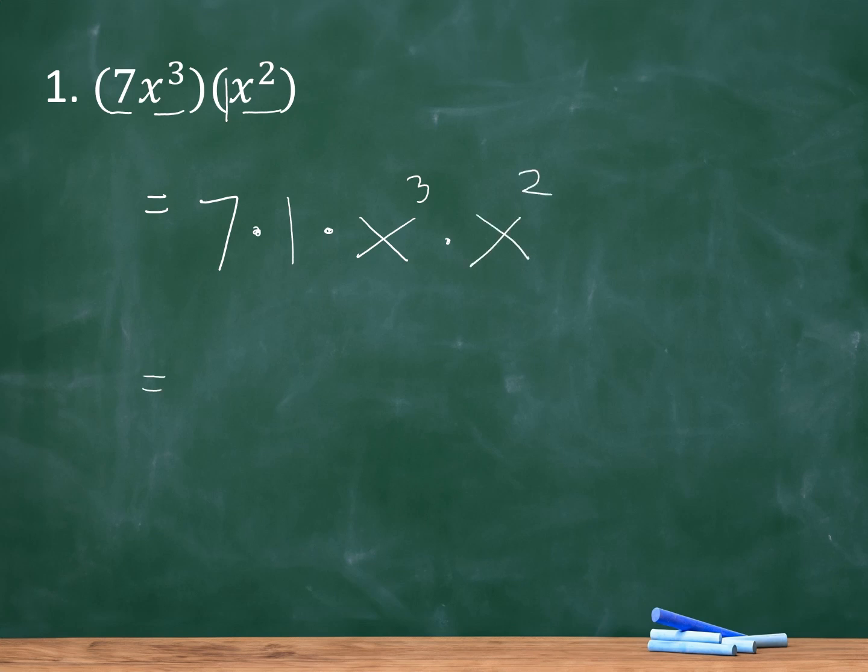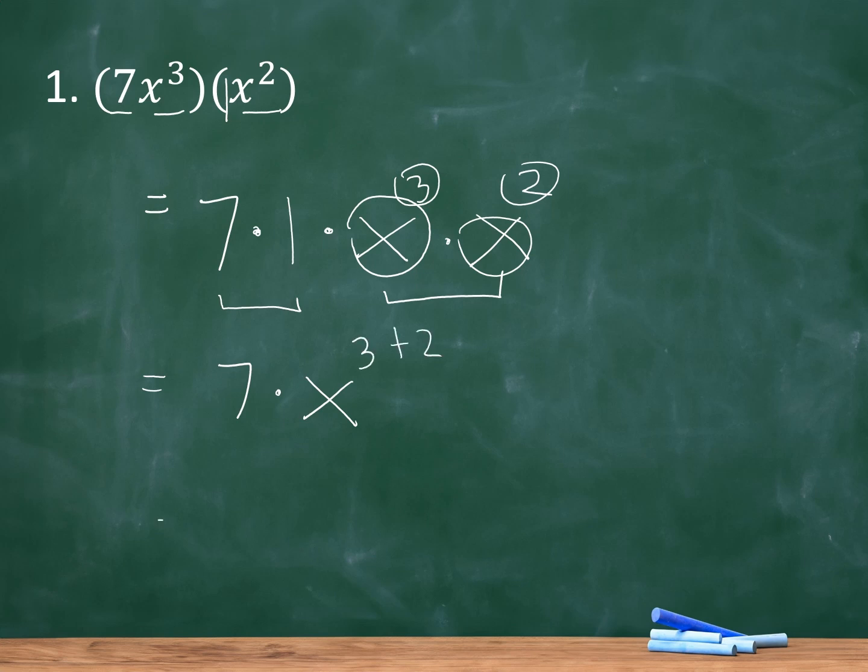So let's multiply. 7 times 1 is 7, times, and then we will apply the product of powers rule for x cubed and x squared. So x cubed times x squared. Notice we have the same or the common base x, so we copy the common base x and then we simply add their exponents, 3 plus 2. So our answer will be 7x to the power of 3 plus 2, which is 5. This will be our answer.